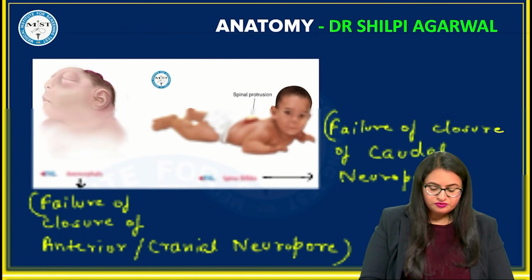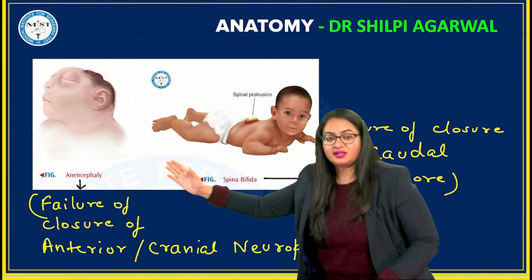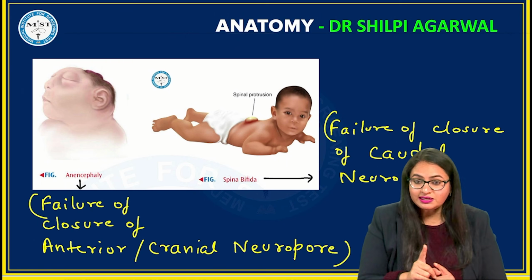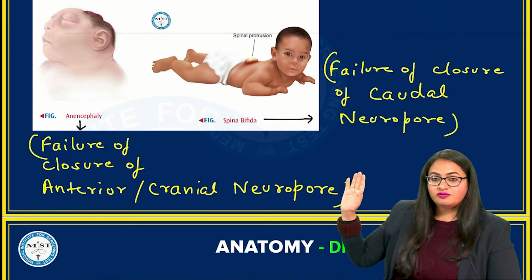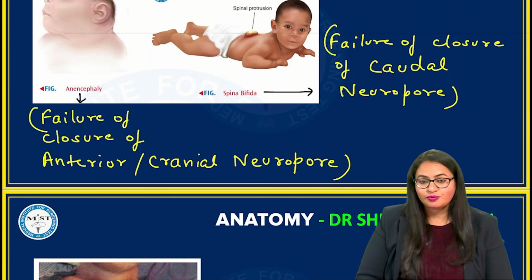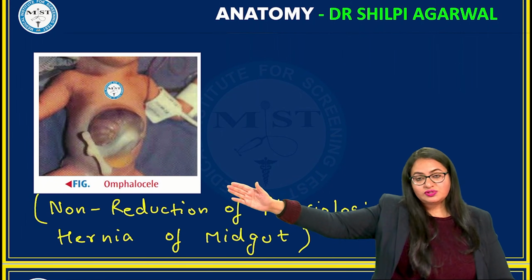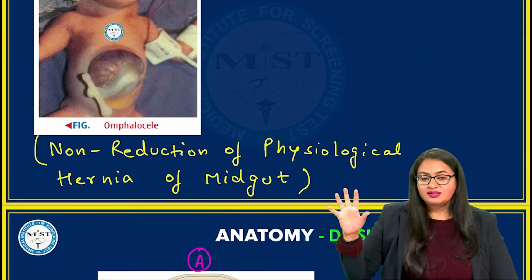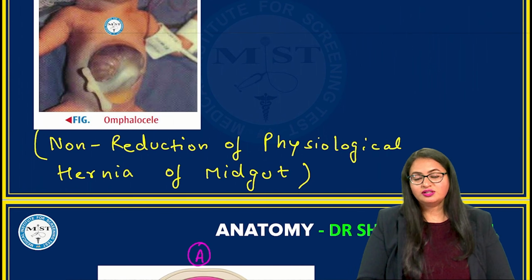Now coming to the next image over here, these are certain congenital deformities. As you can see over here, this one is anencephaly, which we know is due to the failure of closure of the cranial neuropore, also known as the anterior neuropore. And spina bifida is due to the failure of closure of the caudal neuropore, which is also known as the posterior neuropore. Then coming to this deformity, very important, this is omphalocele, also known as exomphalos. What is the reason behind it? The reason is non-reduction of the physiological hernia of the midgut loop.